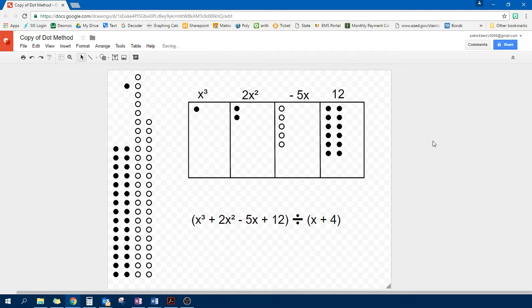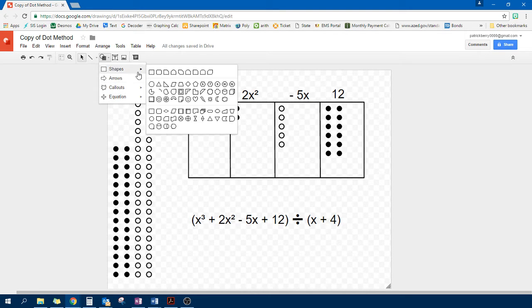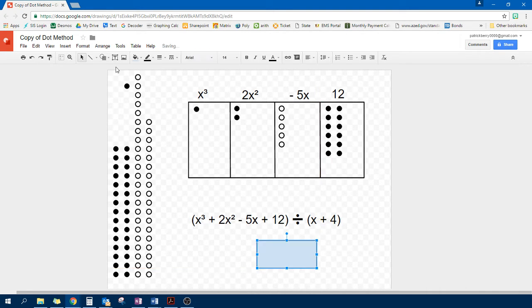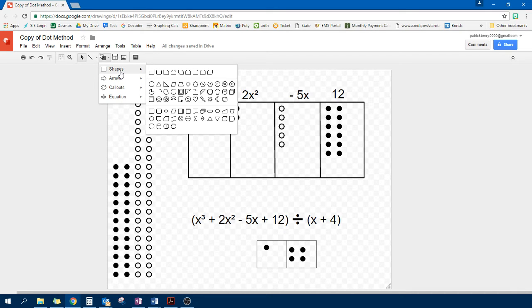Alright, now that we have that, what we're going to do next is look at what the divisor is. It is x plus 4. If you were to draw a box for that, you would have one box with two lines. You don't have to do this, by the way, but it's easier for you to visualize it. So you have 1 there and 4 over here. What that really means is if you see 1 on the left and then 4 on the right, then you would group them together.